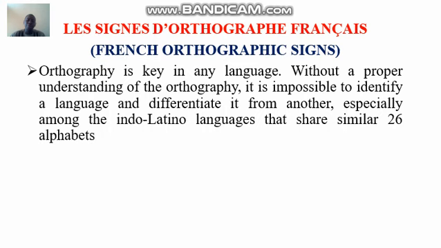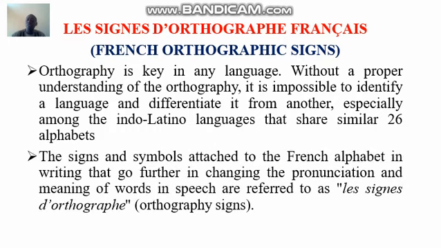Now, we have various languages. We call them the Indo-Latino languages. That's French, German, Spanish. They all come from Latin. They have the same alphabets. So, how to distinguish between them, we make use of the autograph signs in French study. The signs, the symbols, which we call the signe d'autographe in French study, they affect the pronunciation and even the meaning of the word. We're going to see more of that later on.